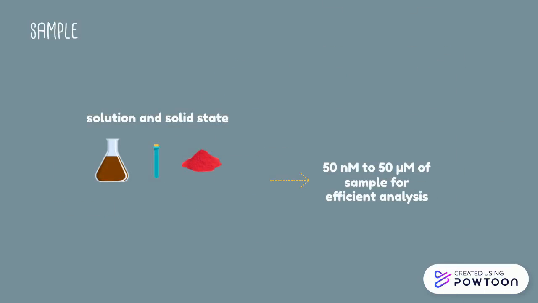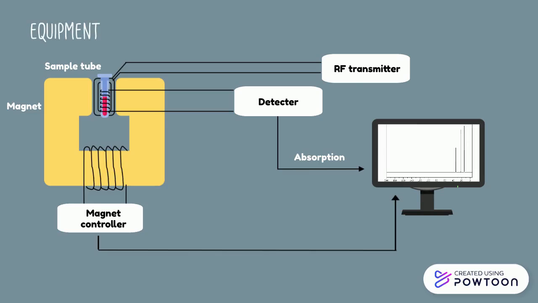To carry out this type of analysis efficiently, it is required from 50 nanomolar to 50 micromolar of a liquid or solid sample, preferably pure. Mixtures are more difficult to handle. The equipment consists of a conducting magnet and its controller, which generates a magnetic field where the sample is placed, a radiofrequency wave transmitter used to make the NMR measurements, and a detector that is connected to a computer as well as the magnet controller for the control and data processing.